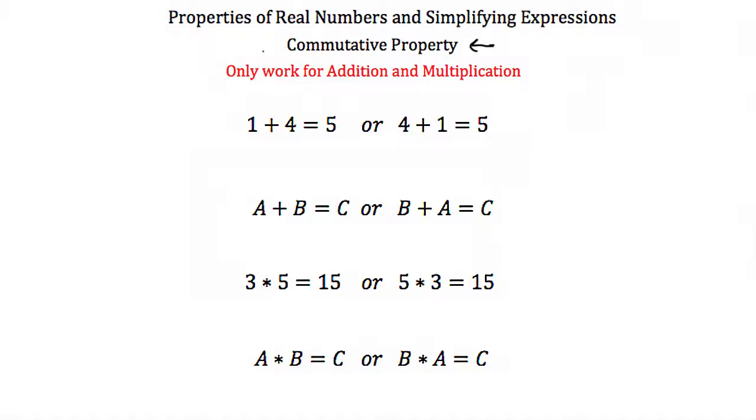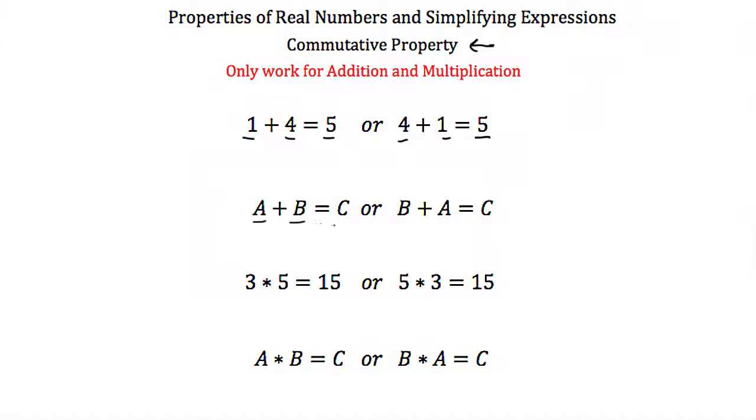But the way to remember the commutative property is if you think of people or numbers as a community, then it doesn't matter what order they appear in or who hangs out with who. So let's talk about this. If I had 1 and I added 4, I would get 5. And if I had 4 and I added 1, I would also get 5. So with addition, it doesn't matter what order they appear, you'll always get 5.